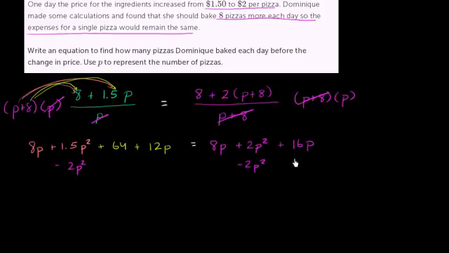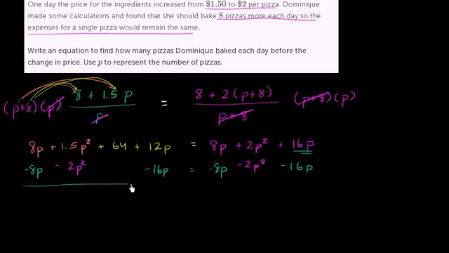Let's subtract 16p from both sides. So we have an 8p and a 12p, and then we're going to subtract a 16p from both sides. And actually, let's subtract an 8p as well from both sides. We have a 16p and an 8p, so that actually works out quite well. So now we've subtracted 8p from both sides, 16p from both sides. We've essentially subtracted all of this stuff from both sides.